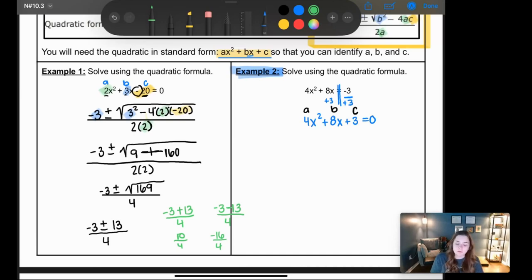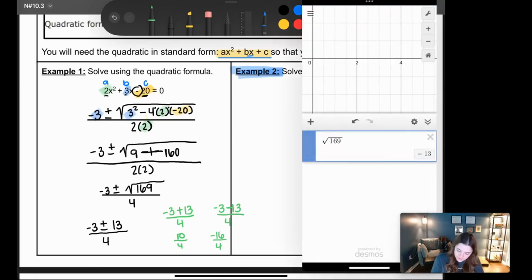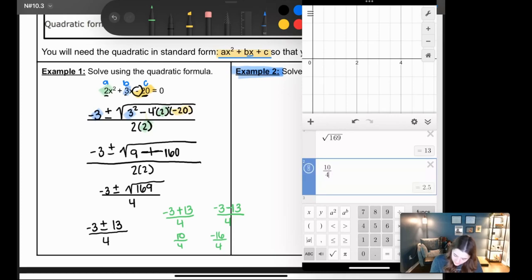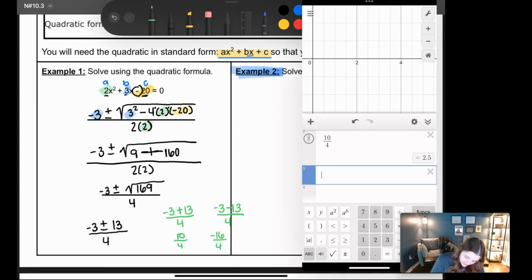And now I can solve. Now, if you don't know what 10 divided by 4 is, guess what? You can use your best friend Desmos, and you can say 10 divided by 4, and it tells me 2.5. Okay, so your first solution is 2.5. And hopefully we know that -16 divided by 4 is -4.